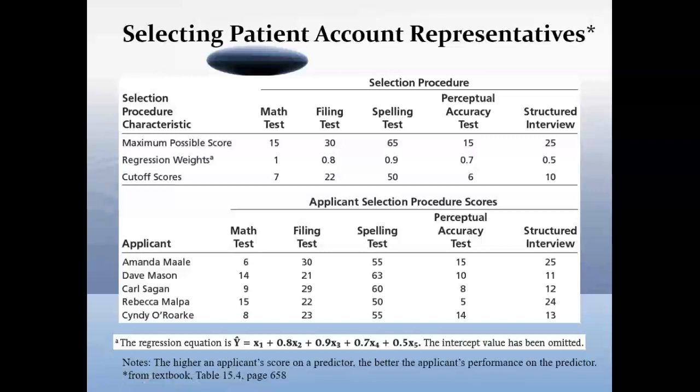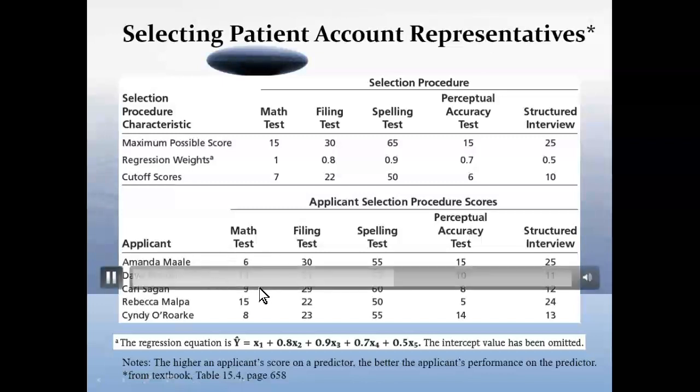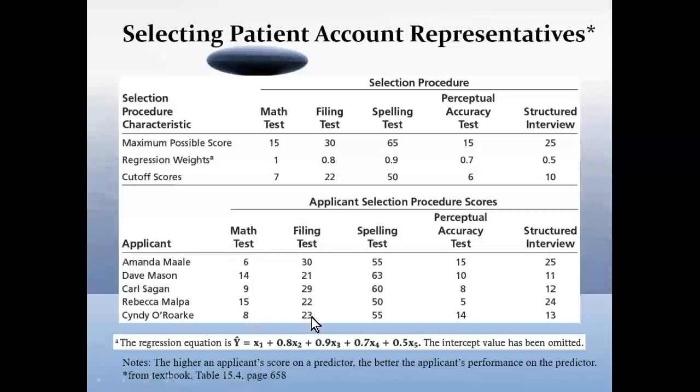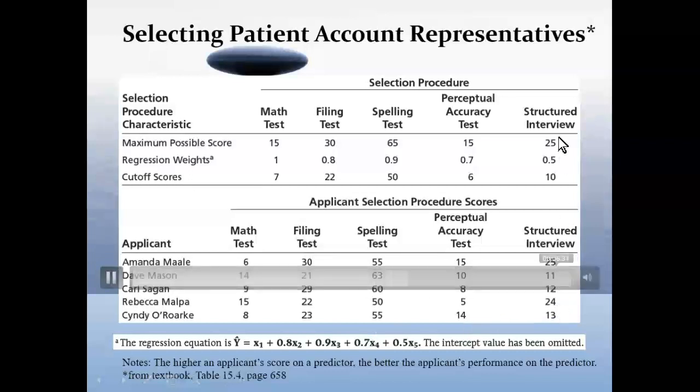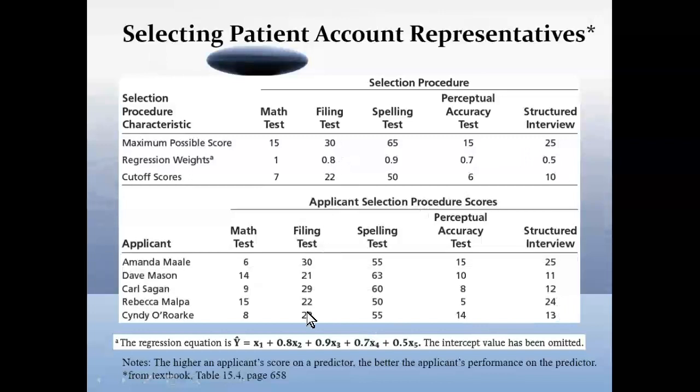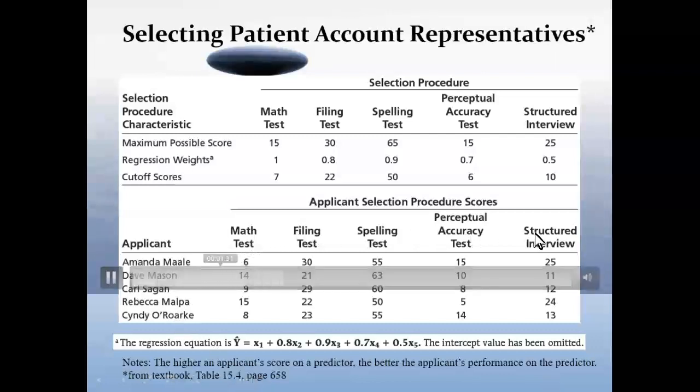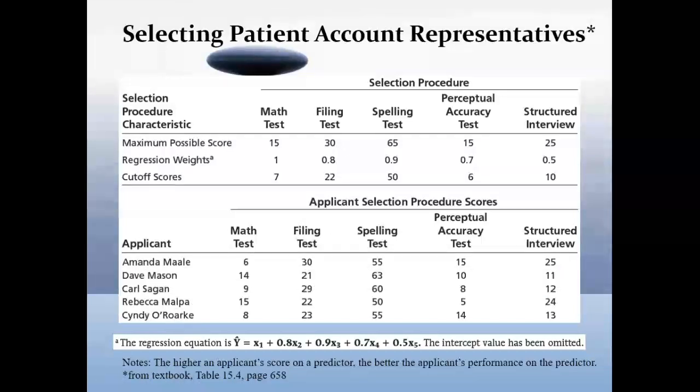Now, one thing to note, class, is that the scores have different ranges. So the structured interview has a range up to 25, the filing test has a range up to 30. Of course, before you add everything up, you would adjust the scaling of every predictor so that they're on the same scaling. The formal statistical approach used to do this is calculating the Z-score.